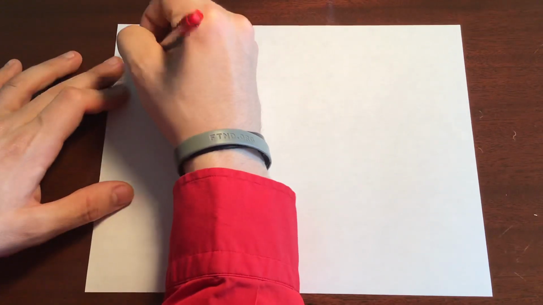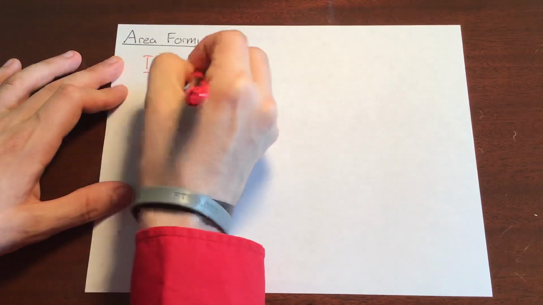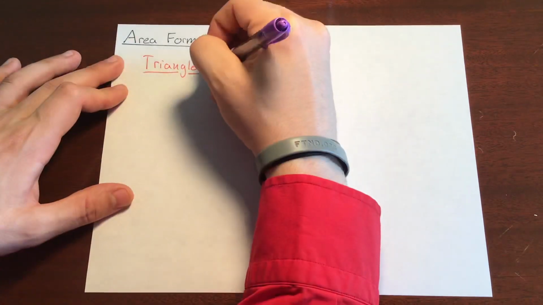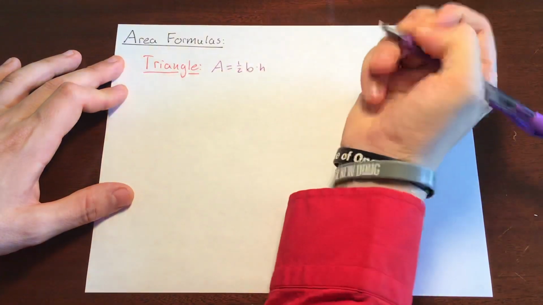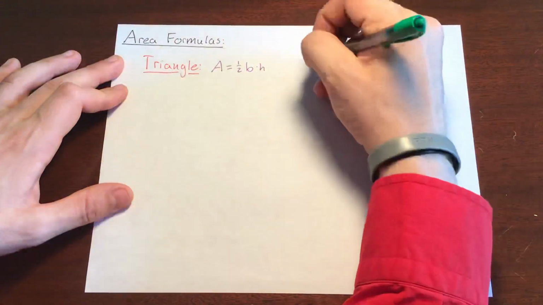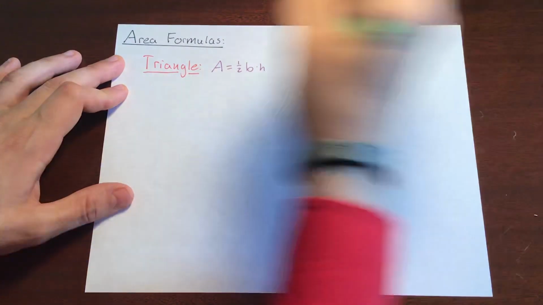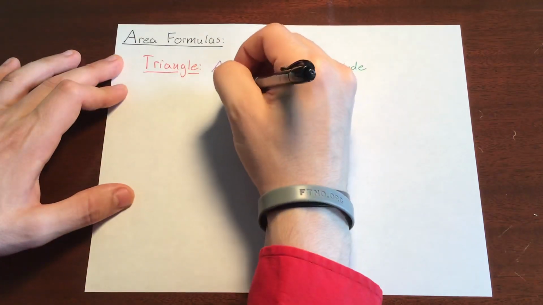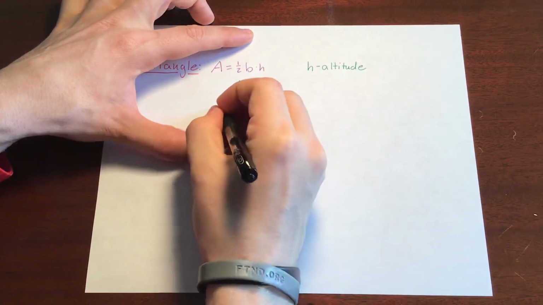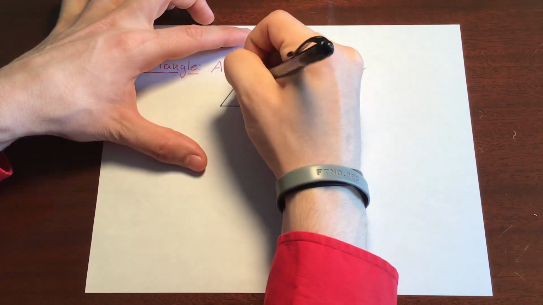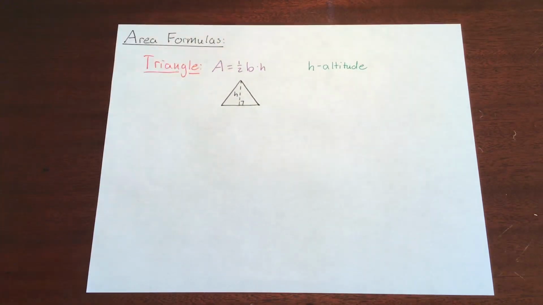First formula for today is for a triangle. And the area formula for a triangle is area equals 1/2 base times height. And in this formula, our height is our altitude. Height is our altitude. You can see here, we have a triangle. We need our height or our altitude to solve.